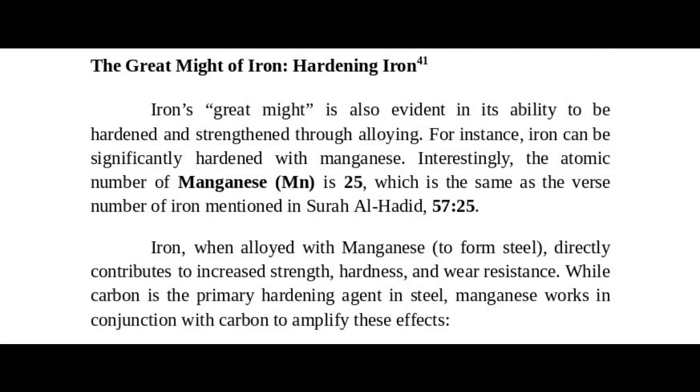The great might of iron: hardening iron. Iron's great might is also evident in its ability to be hardened and strengthened through alloying. For instance, iron can be significantly hardened with manganese. Interestingly, the atomic number of manganese, Mn, is 25, which is the same as the verse number of iron mentioned in Surah Al-Hadid, chapter 57 verse 25.